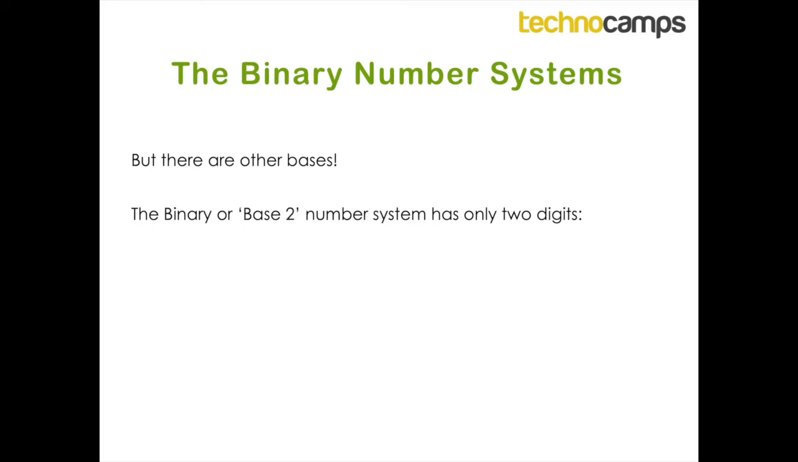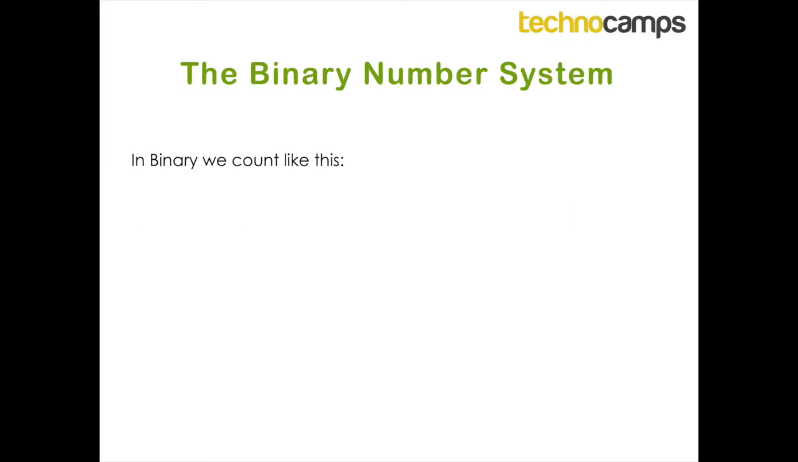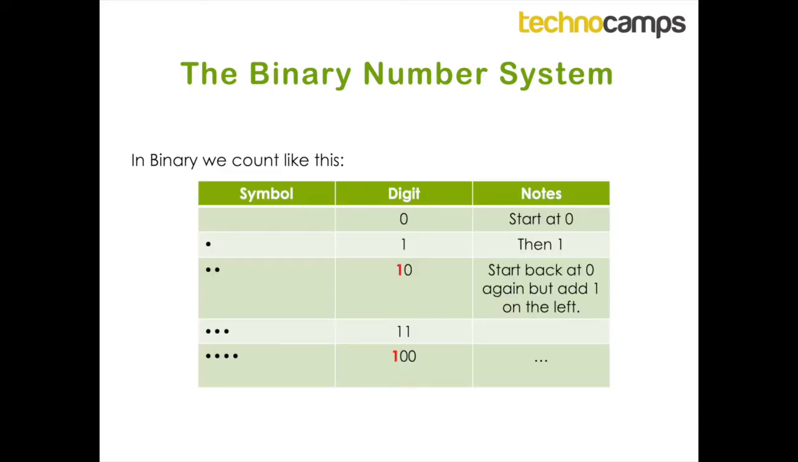In the binary number system, we only use 2 digits. They are 0 and 1. And if we were to count in binary, we would count like this. We start at 0, then we add 1. When we add 1 again, we reset the value on the right, and we add 1 to the left. So even though we know this in decimals as 10, in binary it's actually 1, 0.